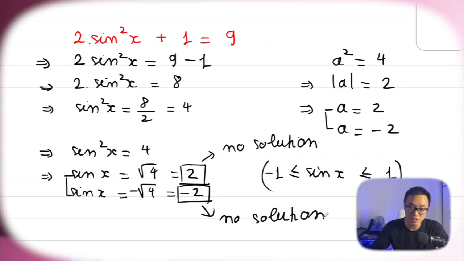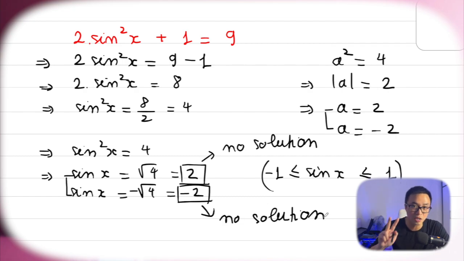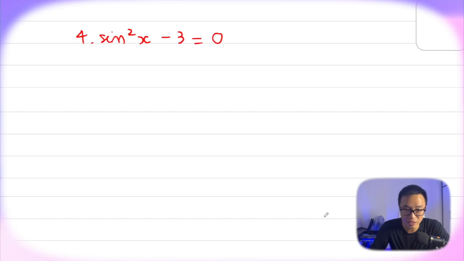Yeah, that's it. You have to understand sine square h. You have to understand the range of sine h, and then we convert it into two solutions using absolute value theory. We finished question 3 with no solution for all these cases. Go on with the next one, and of course this is the last one for this video.